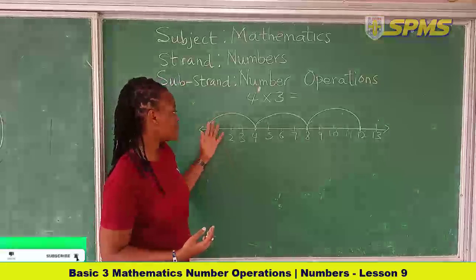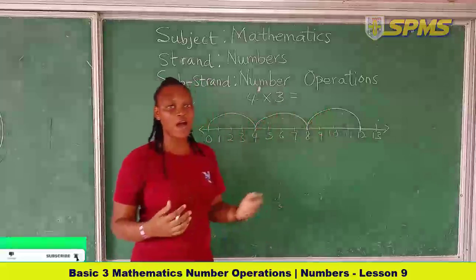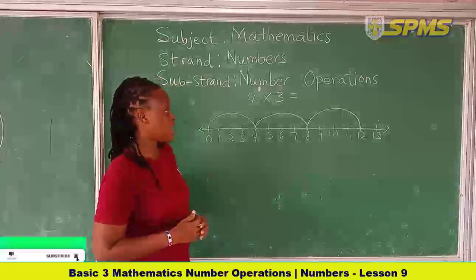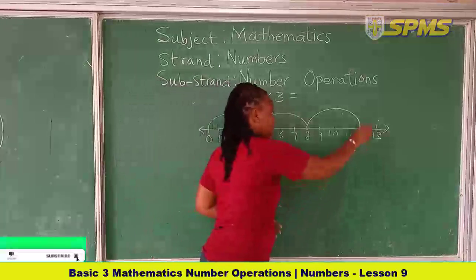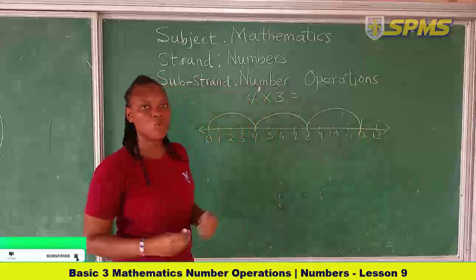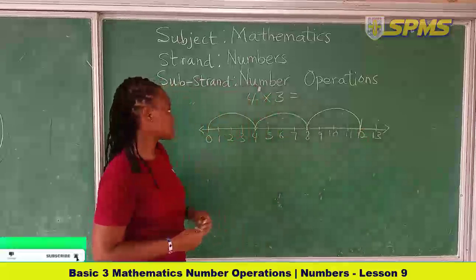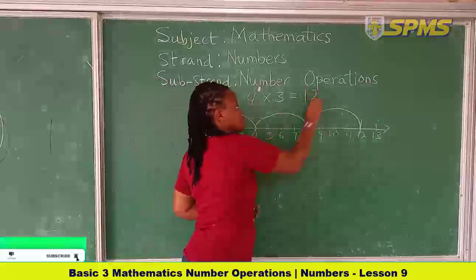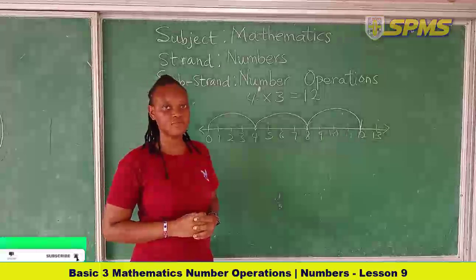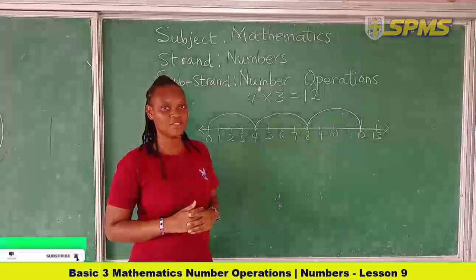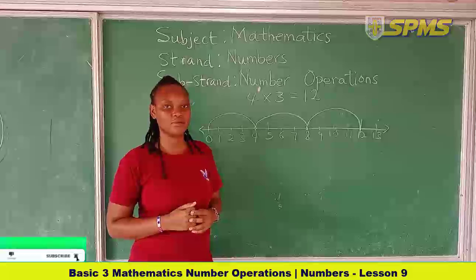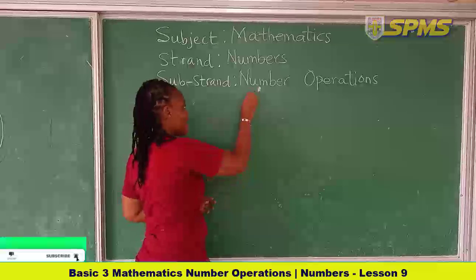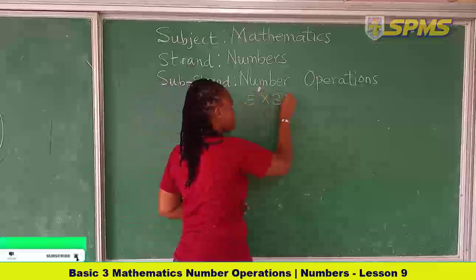So we have 3 of our umbrellas, and then we've counted in what? 4s, and then we got to what? The number 12. So where we got to shows us that 4 times 3 will be what? 12. I hope that was easy. Let us try another example. Okay, another multiplication sentence. So we have 5 times 3.